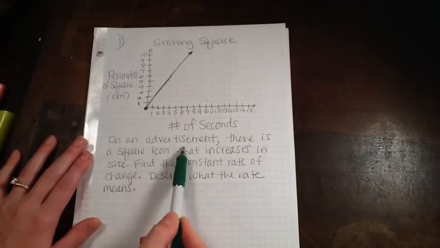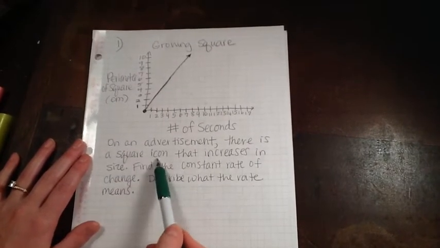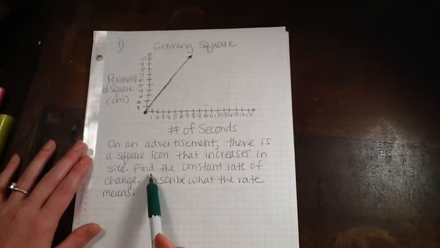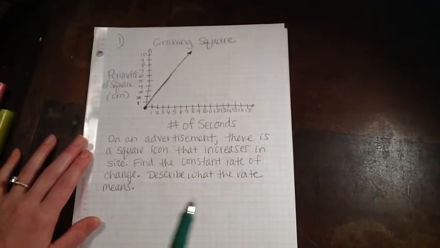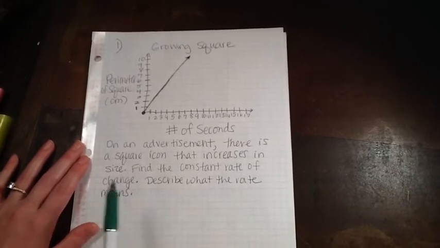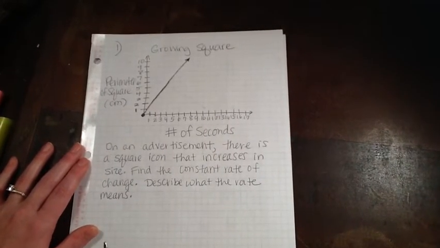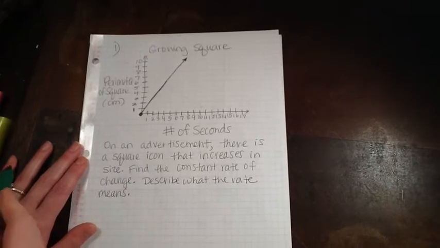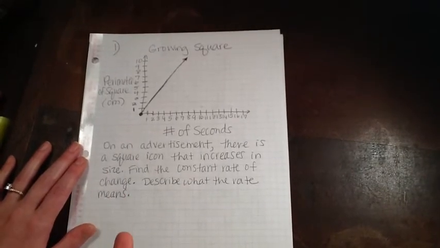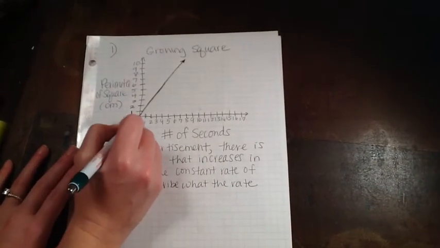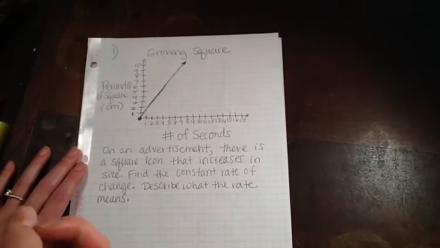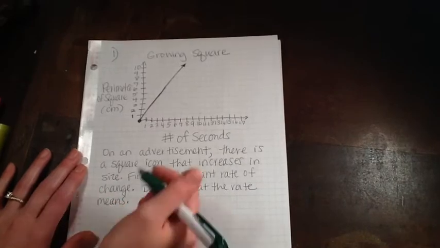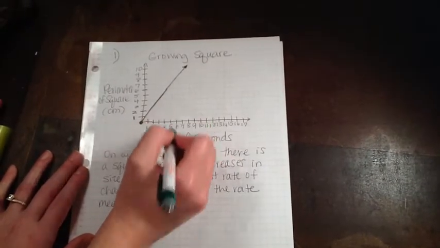It says, on an advertisement, there is a square icon that increases in size. Find the constant rate of change. Describe what the rate means. So the good thing is, for constant rate of change, we're basically going to do the same thing we did to find the rate of change, or to find the slope. First thing, we need to find 2 points that lie on the line. So I'm going to look at my graph, and I'm going to follow my line until I see 2 places where the line crosses an intersection between the lines in my graph paper.